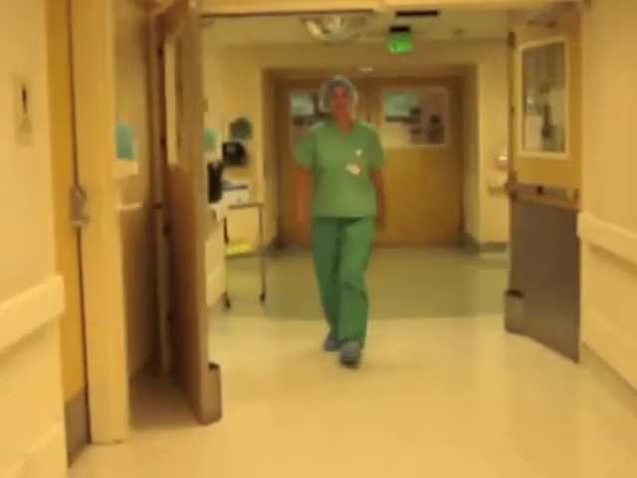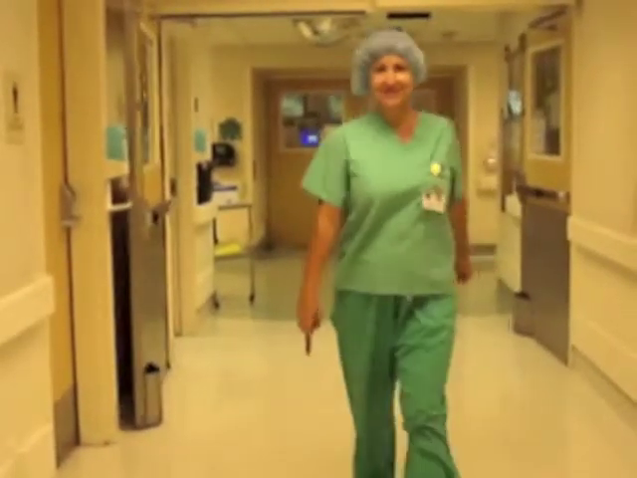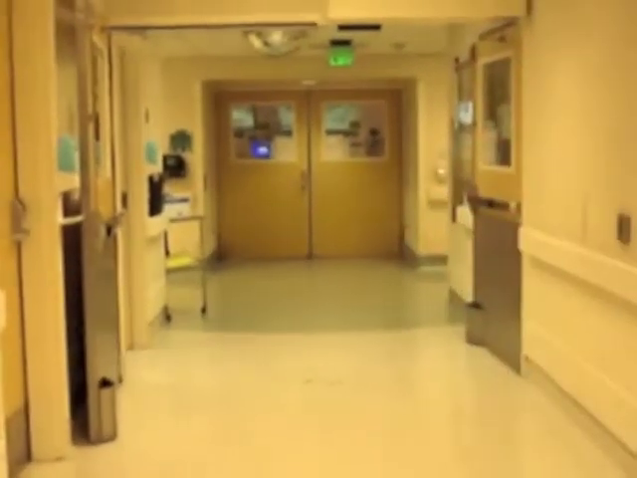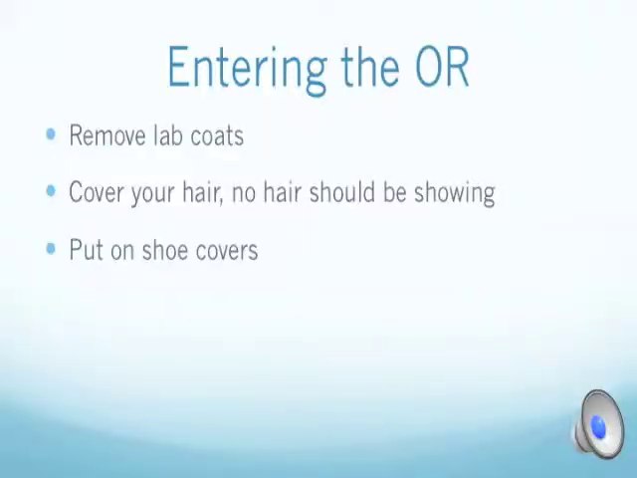Once in your hat, shoe covering, and your scrubs, you're now ready to enter the operating room. In order to reduce the number of microbes that we bring from the outside environment into the operating room arena, we need to remember to take our lab coat off and change into clean surgical scrubs. Surgical scrubs should never be worn outside of the hospital. Additionally, please make sure all hair is covered with a hat, and booties cover your outside shoes.